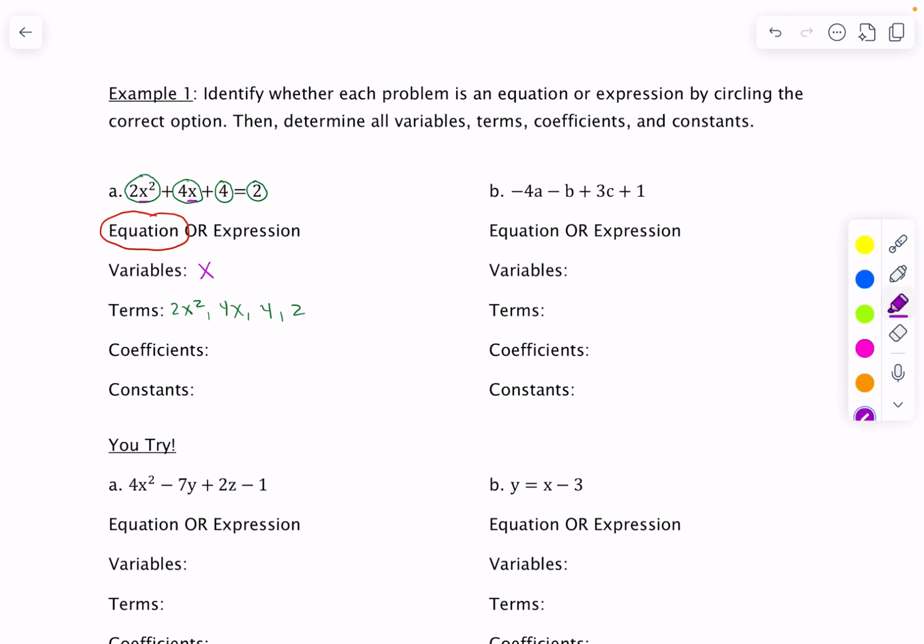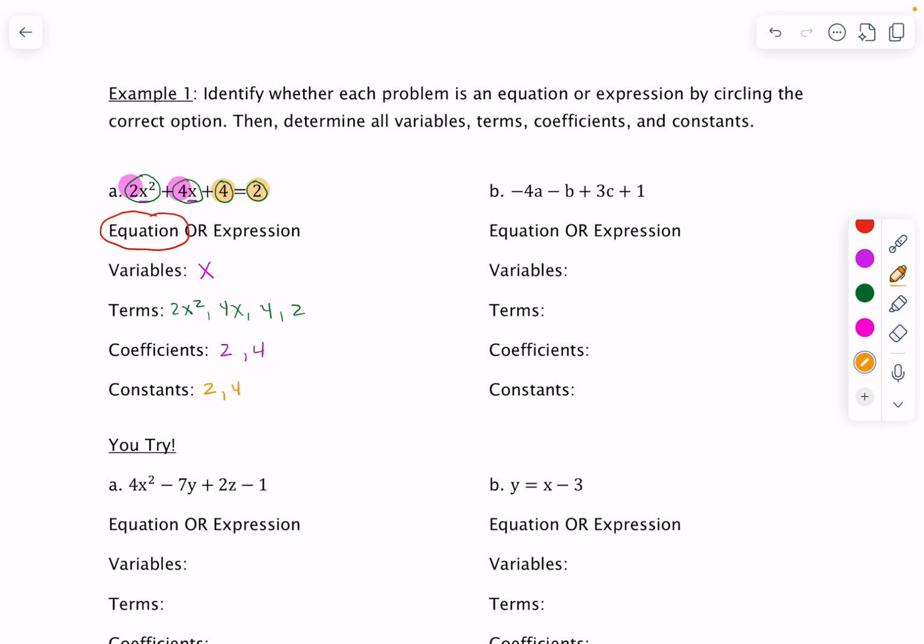My coefficients, I'll highlight them here in pink. My coefficients are that 2 and that 4 right there. So coefficients are going to be 2 and 4. And then my constants, let's highlight that in this orange color, are that 2 and that 4. So that means my constants are 2, 4.